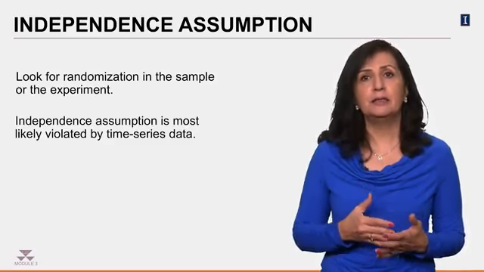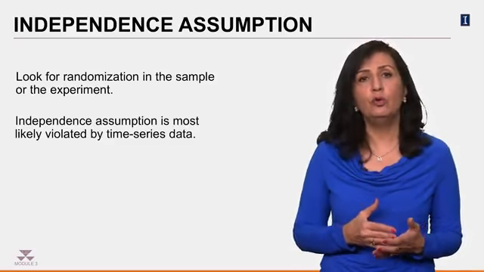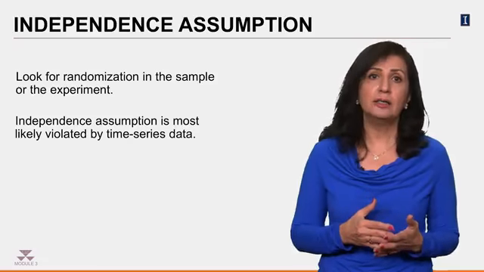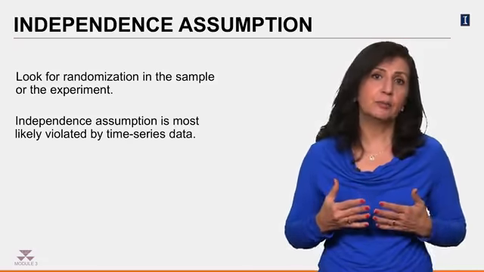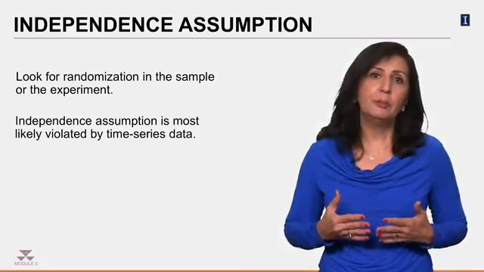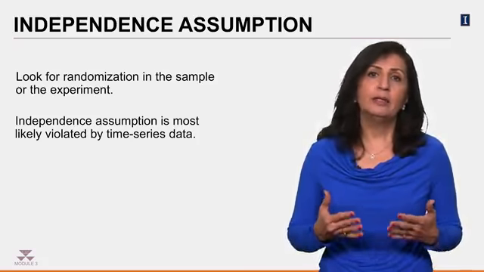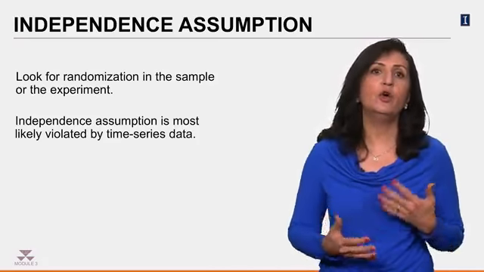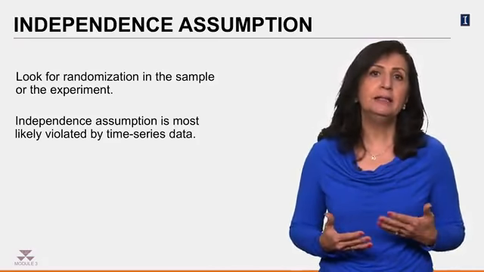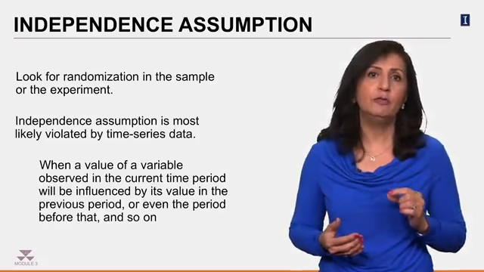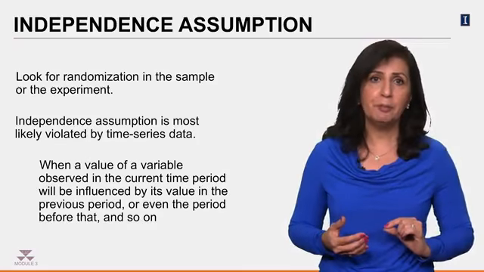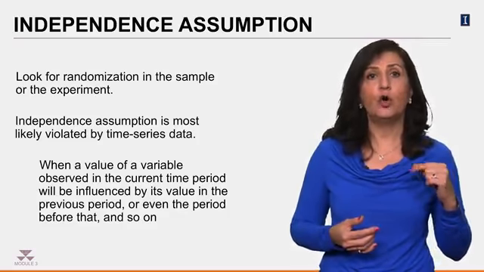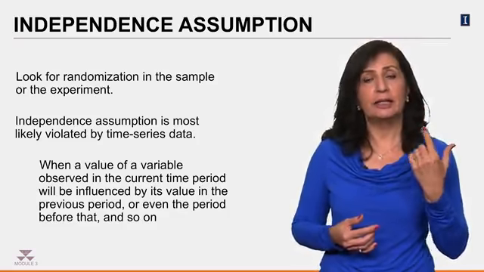The independence assumption is usually only violated when the data are time series data. That is because the assumption is positional. Its value depends on the order of the data. When the data is not time series, it has no meaningful order, so any order is acceptable. Independence is violated when a value of a variable observed in a current time period is influenced by its value in the previous period, or even the period before that, and so on.